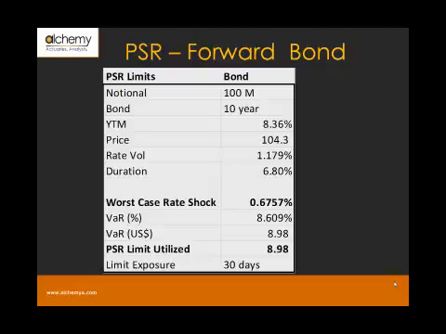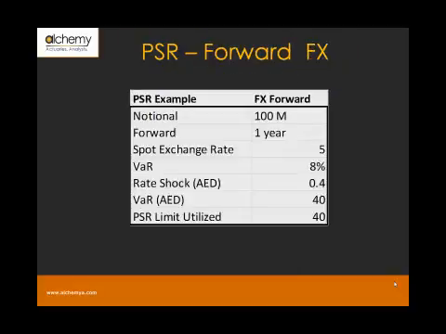Just to be safe, we will actually do two more examples around PSR. We've done one for the bond. We'll do one more for FX. So we take a look at the next example, which is the calculation of PSR for a forward FX transaction. Nothing has changed. We're still looking at the same notional of 100 million. The forward time frame is now 1 year. The rate is 5. What we're saying is, a year down the road, we will buy 100 million euros at a price of 5 dirhams per euro. So I'll pay 500 million and I'll get 100 million euros.